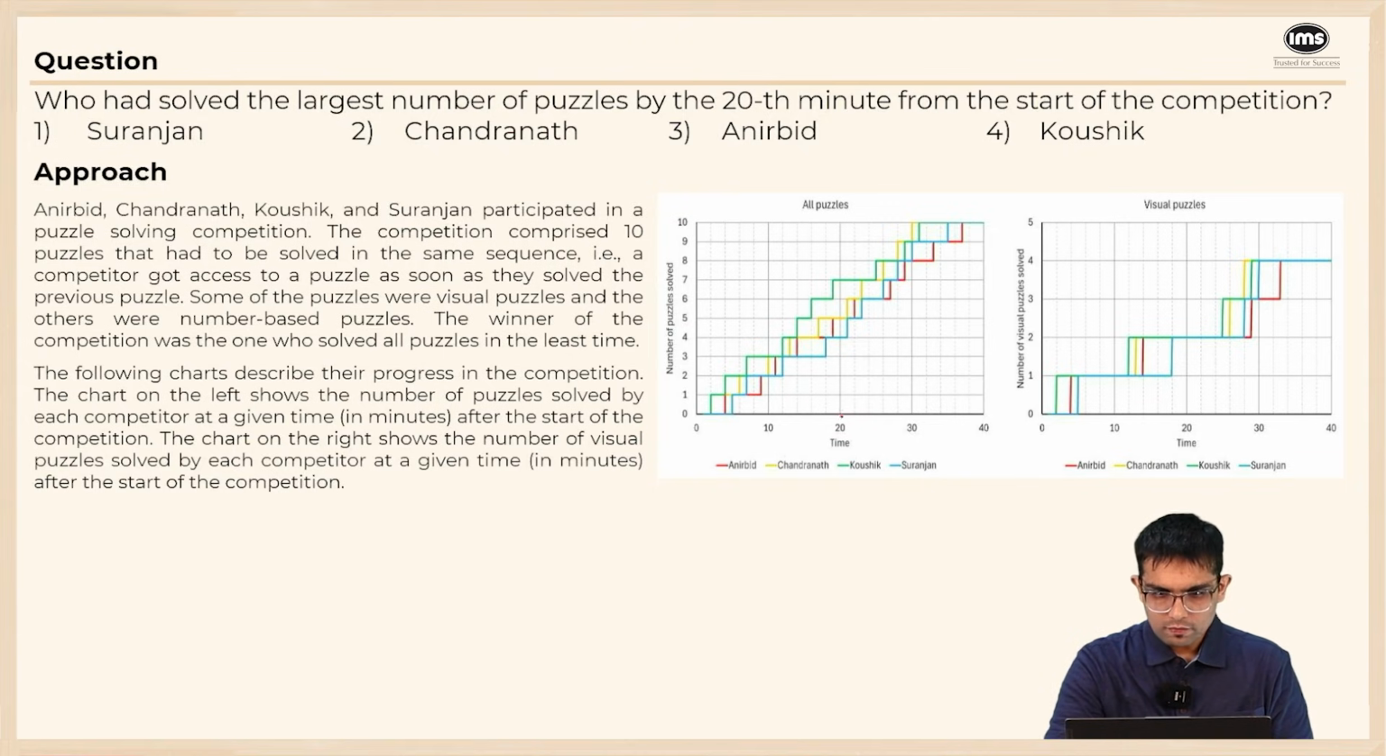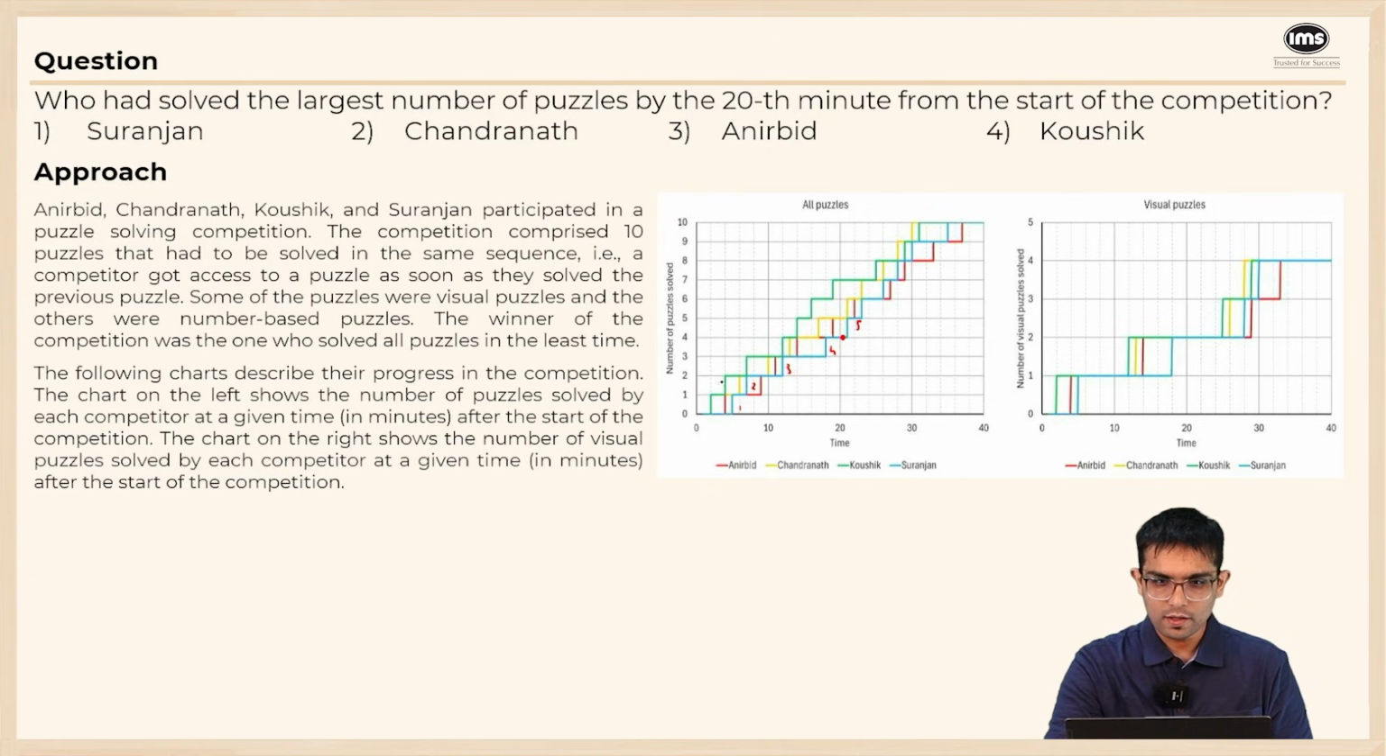If we see from the start of the 20th minute, this person is just on the 1, 2, 3, 4 and 5th question. So he will be on the 5th question. Whereas red is 1, 2, 3, 4, 5 and 6. So it's between 5 and 6. Yellow is 1, 2, 3, 4, 5, 6. So again, he is also between 5 and 6.